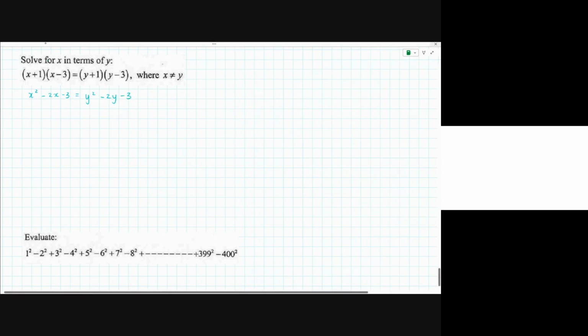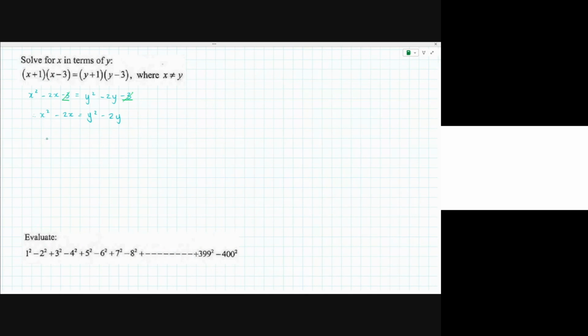Now immediately this is helpful because I've got a minus 3 and a minus 3 on both sides. So they basically fall away. Because if I brought one over, I would have minus 3 plus 3, 0, done. So I can drop those constants immediately. So now I've got x squared minus 2x is equal to y squared minus 2y. Okay, so that's a good step so far.